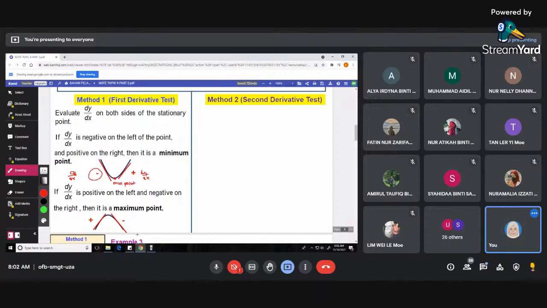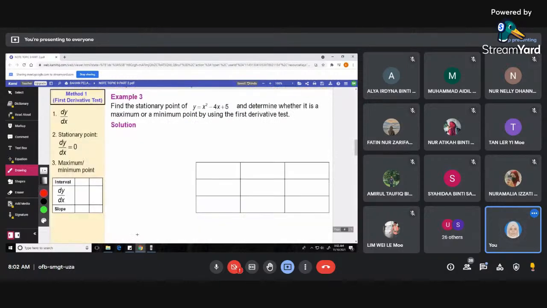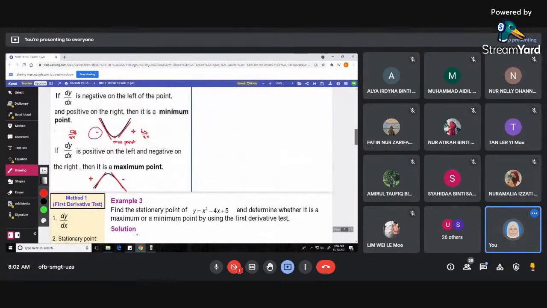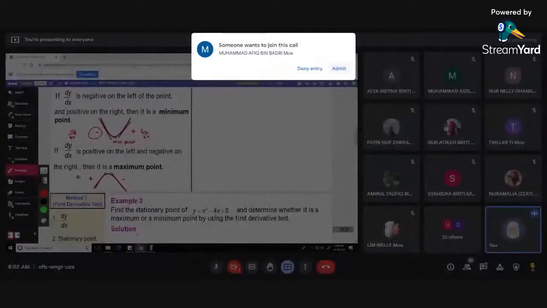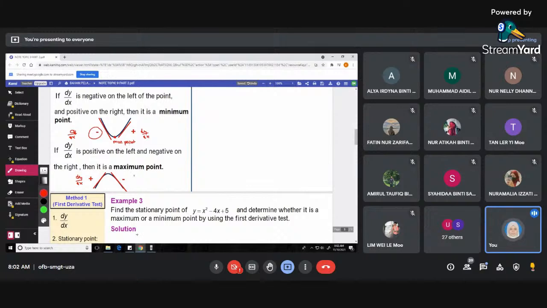Okay, but, oh, sorry. If dy/dx is positive on the left, and negative on the right, there is a maximum point. So that means it is a maximum point. Okay, this is method one.